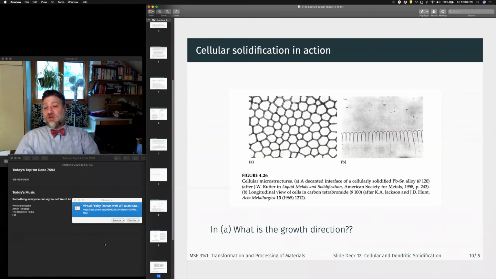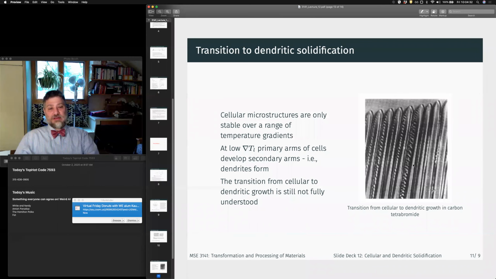So Wei, if the thermal gradient is deeper, it's going to develop a dendrite. Yes, it is most definitely going to form dendrites. As the thermal gradient becomes even steeper, these cells form secondary dendrite arms, and you get a transition from cellular growth to dendritic growth. That transition is not really still well understood. It's an active area of research.